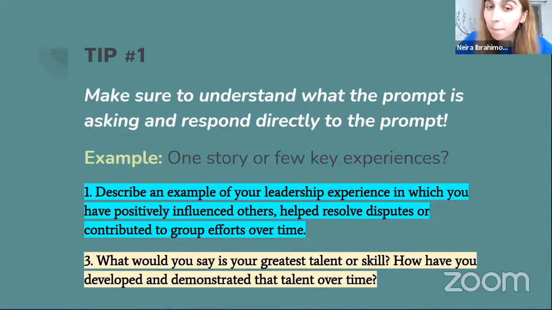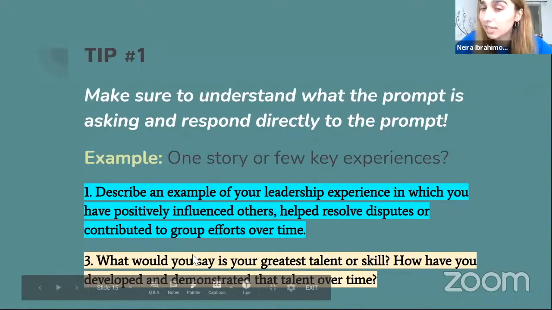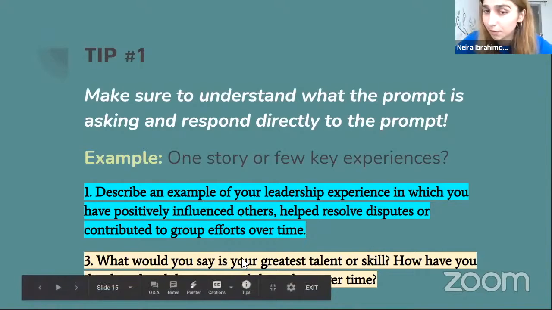No, it's not. But if you pick a few key experiences, maybe you did a math league in 9th grade, and then you joined some sort of math club in 10th grade, and then you did a math competition in 12th grade and started helping your teacher with math tutoring, things like that. And you talk about all of those events and show how you grew over time, then you're directly answering the prompt, because it's asking you, what is your greatest talent? How did you develop it over time? So this is an example of one story, and this is a few key experiences.